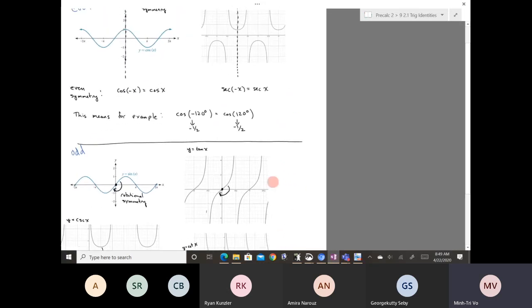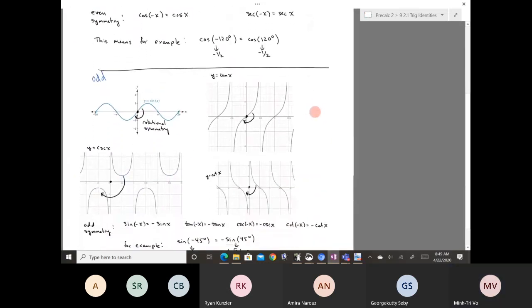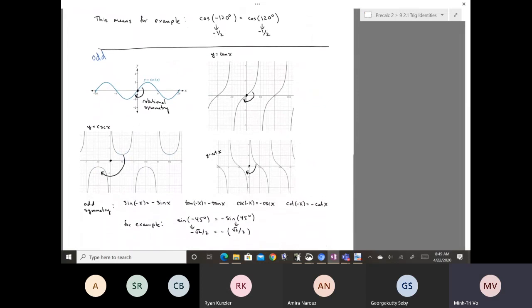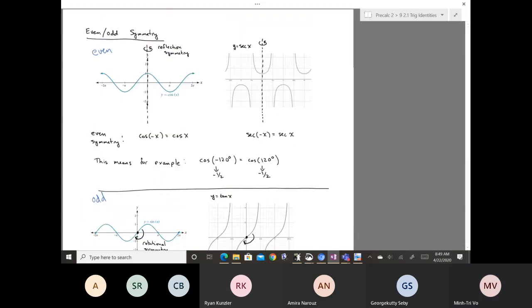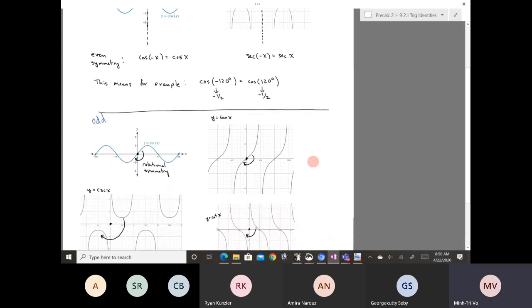Okay, so that's even and odd symmetry. Any questions on even and odd symmetry?